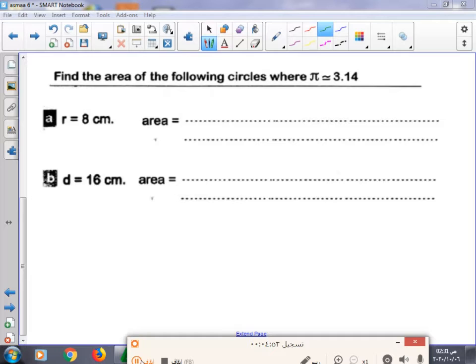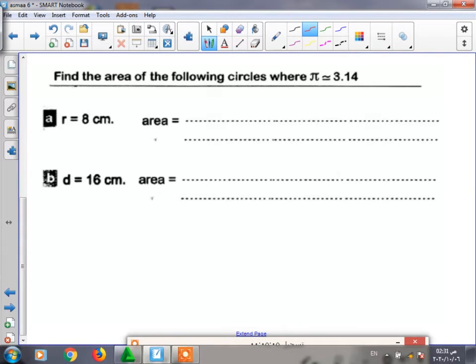Okay, the next example: find the area of the following circles where pi approximately equals 3.14. Number one, the radius of the circle equals 8 centimeters. You want to find the area. So the first step, write the rule of the area: area of the circle equals pi r to the power 2. The next step, put the value of pi and the value of the radius.